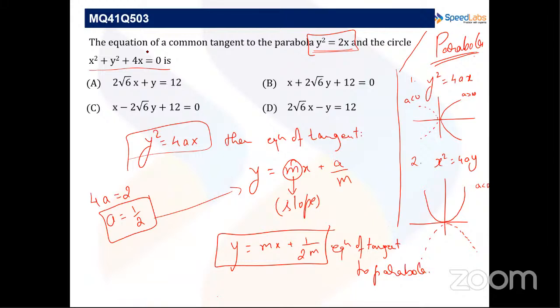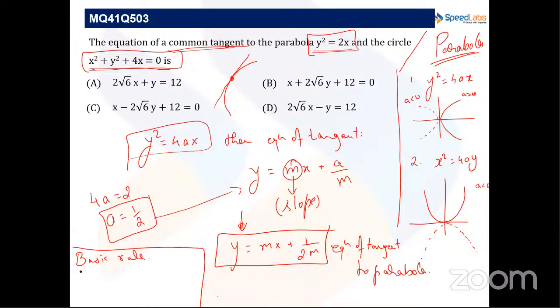We are also given the equation of common tangent. Since this tangent is also tangent to the circle, we have the concept that if we have this graph and this is a tangent, then it will only touch at one point. So what you have to do, the basic rule, is form a quadratic in x or y and put the discriminant equal to 0.